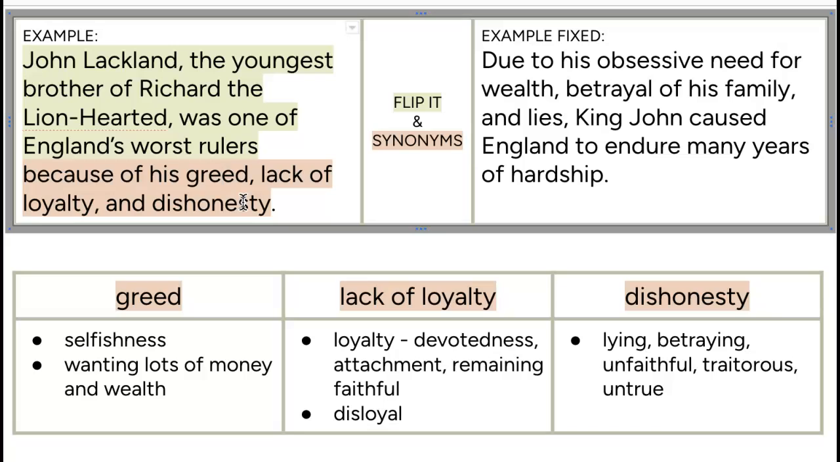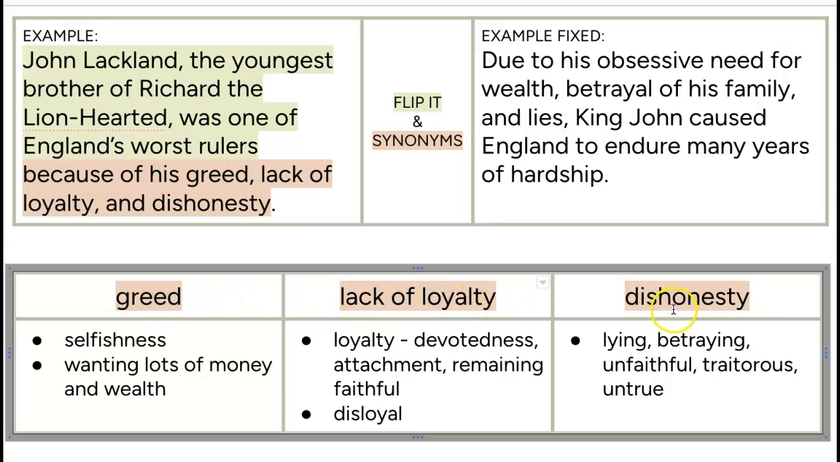So I don't have to say greed, lack of loyalty, and dishonesty again. So you'll see I made a little chart under here for us to practice finding some different synonyms or examples. So for greed, I said selfishness. Wanting lots of money and wealth is greed. Lack of loyalty, I looked at, well, what is loyalty, first of all? It's devotedness, it's an attachment, it's remaining faithful. And then what is a lack of loyalty? Another word for that would be disloyalty. And then for dishonesty, I said lying, betraying, being unfaithful, traitorous, or untrue.